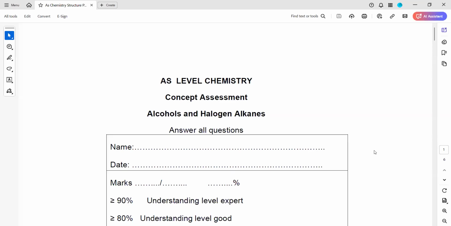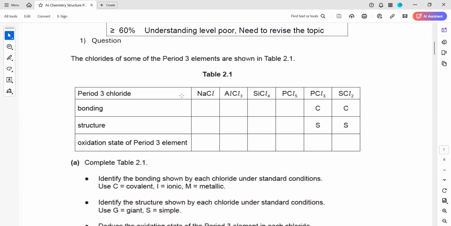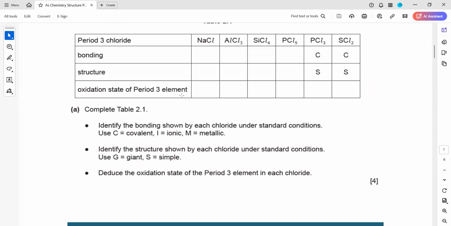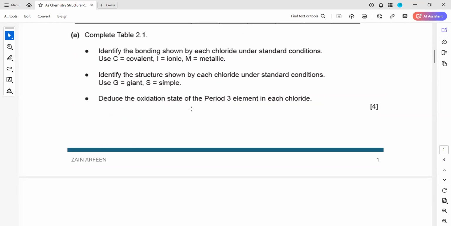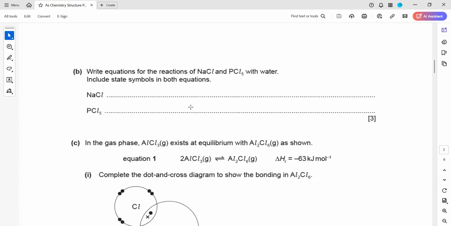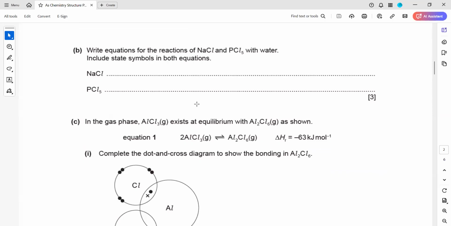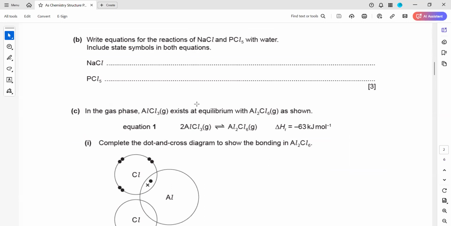So this one is a structure pop quiz 30. You can mention your doubts if you have. Question number one, any doubt? One part A. Question one, part B, any doubt? Question one, part B. Write equation for a reaction of NaCl and PCl5 with water. Include the state symbols in both equations.